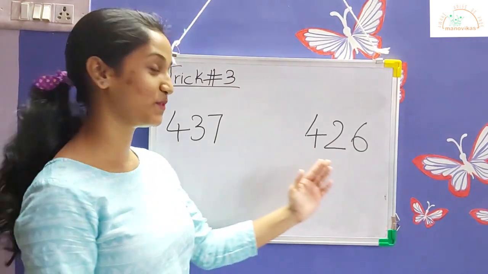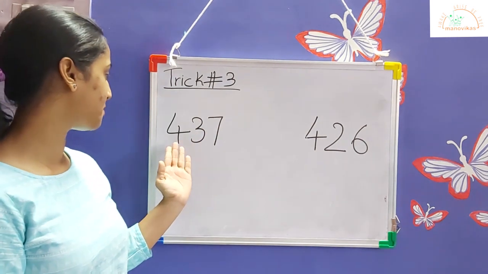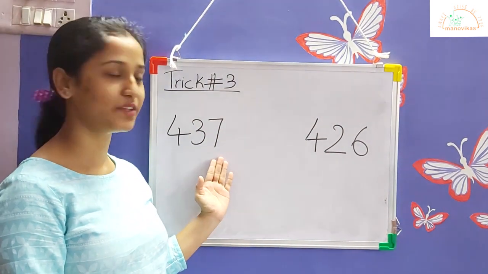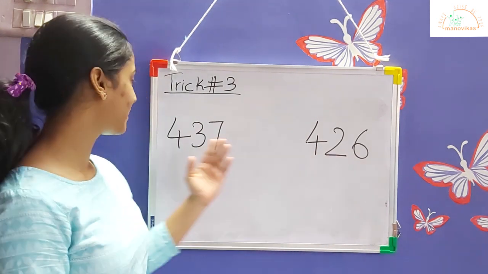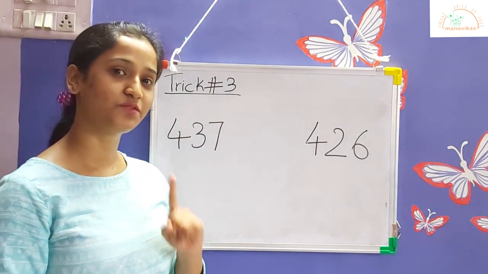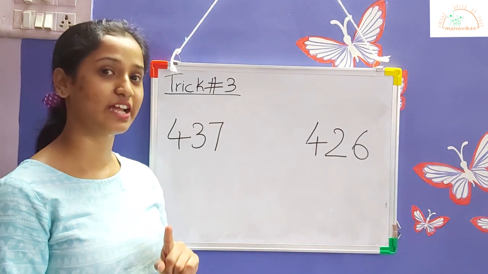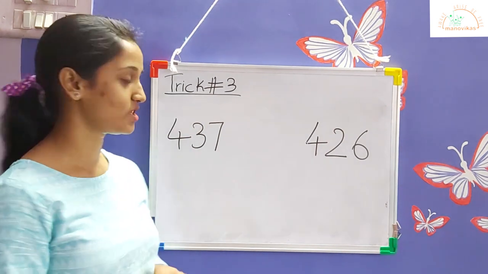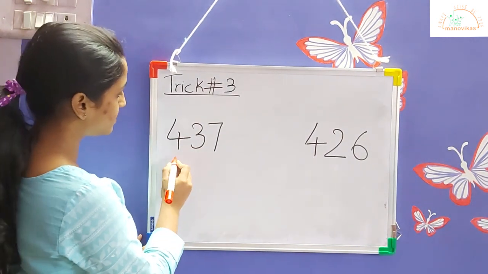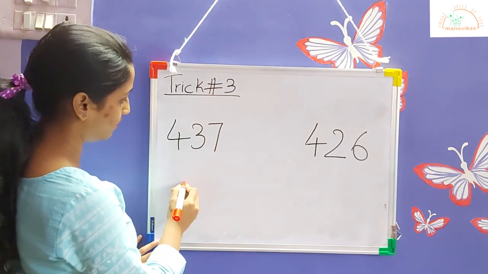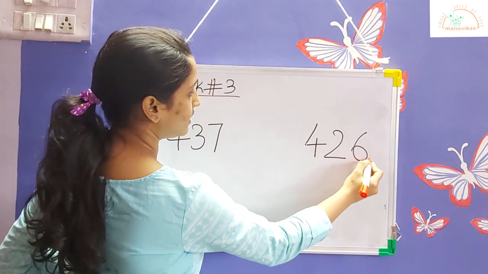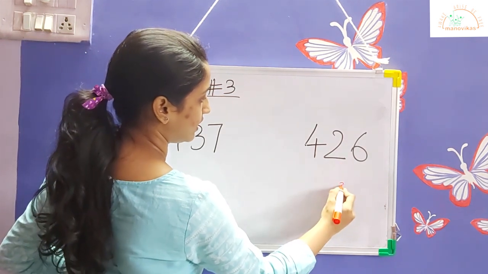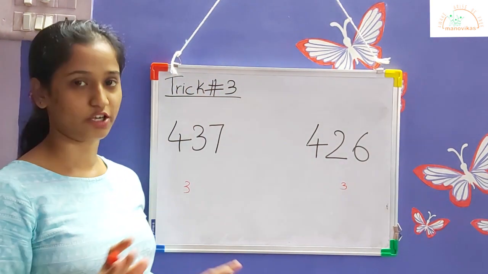Now here we have got two numbers, students. The first number is 437 and the next number is 426. Okay, so we'll try to apply the first trick. The first trick says to count the number of digits. So let's see the number of digits here. 1, 2, 3. We have got 3 digits in one number, and here also we have got 3 digits. 1, 2, 3.